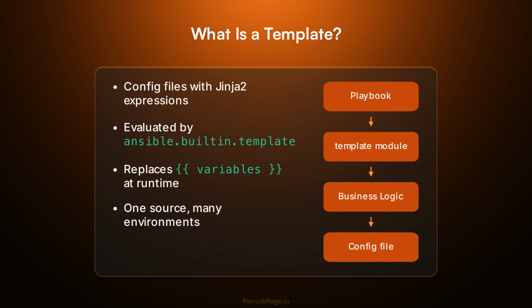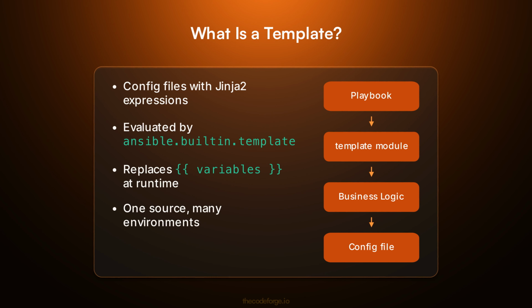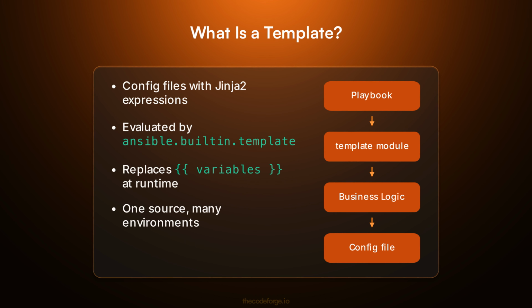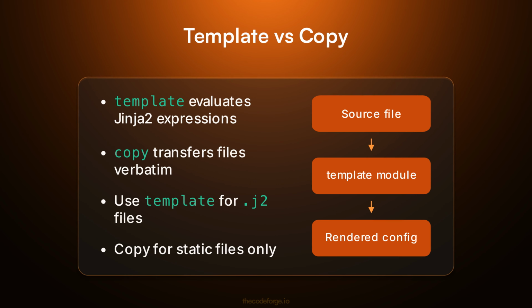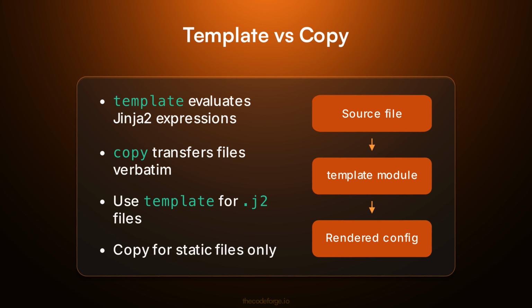Ansible Jinja2 templates are configuration files containing Jinja2 expressions that Ansible evaluates during playbook execution. The Ansible built-in template module processes these files, replacing variables, applying filters like default and join, and executing control structures like {% for %}. This lets you create one template that works across hundreds of servers, each getting its own customized config. The template module evaluates Jinja2 expressions before copying.